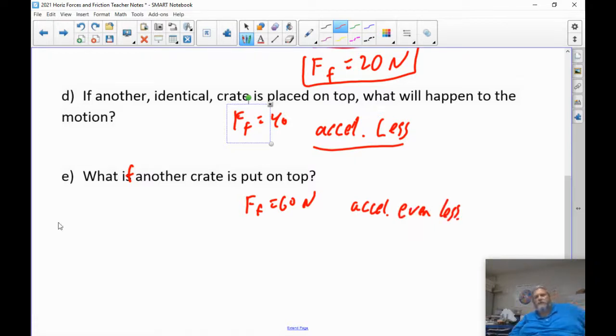All right, so next we're going to talk about what makes up friction. How do you calculate the friction of something? And that'll be in our next video.